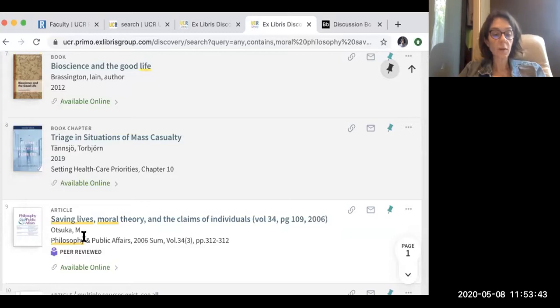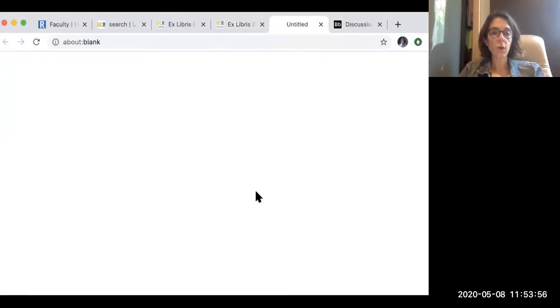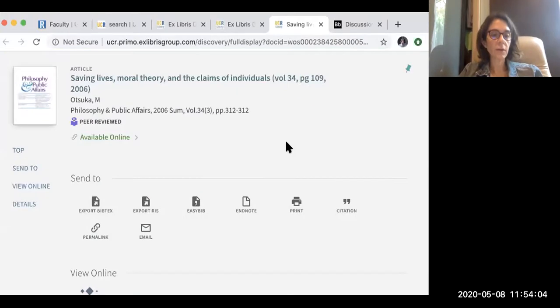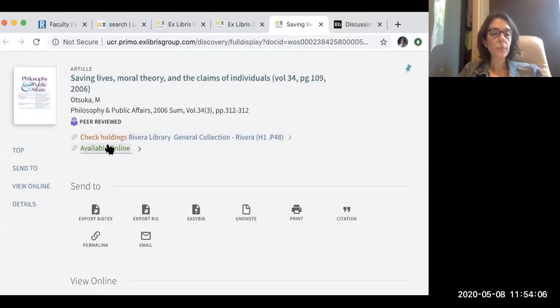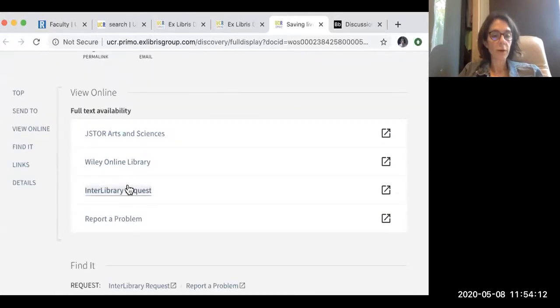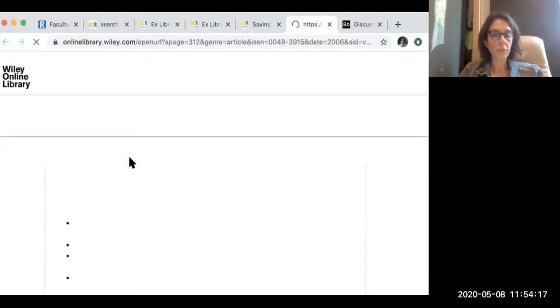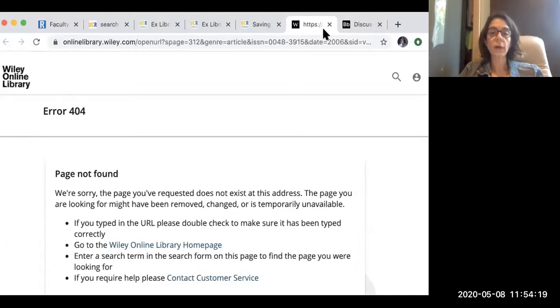If you were curious, Philosophy and Public Affairs, 2006 Summer, volume 34-3. Here are the page numbers, page 312. Let's take a look, because we also want to make sure that it's what we're looking for, which is, even though a journal is peer reviewed, if it's an editorial, it's actually not peer reviewed. So let's take a look at volume 34. And we're going to go to Wiley Online Library. You could try JSTOR. I'm just going to go to Wiley, page not found, right? So we go back.